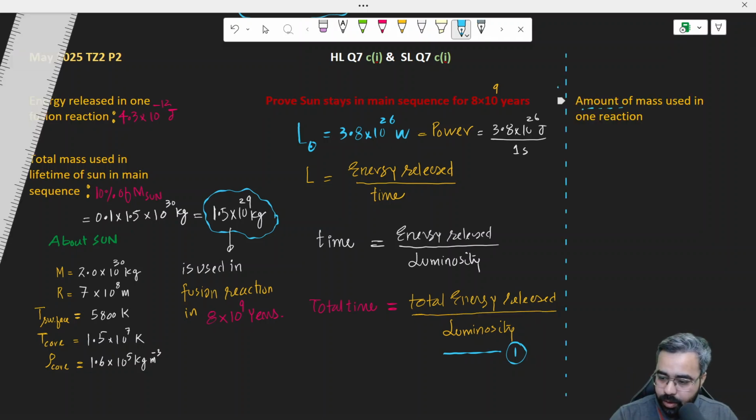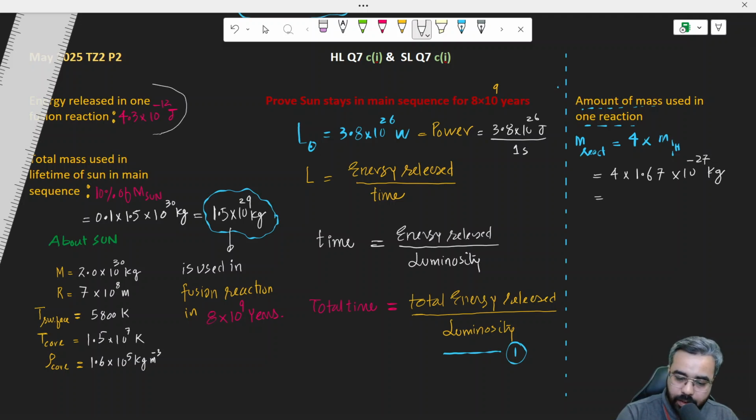So the mass used in one reaction, don't you think, is 4 times the mass of one proton, right? So the mass of one proton, dear students, is 1.67 times 10 to the power negative 27 kilogram. This mass produced this much energy. So it is 4 times that, 6.68 multiplied by 10 to the power negative 27 kilograms.